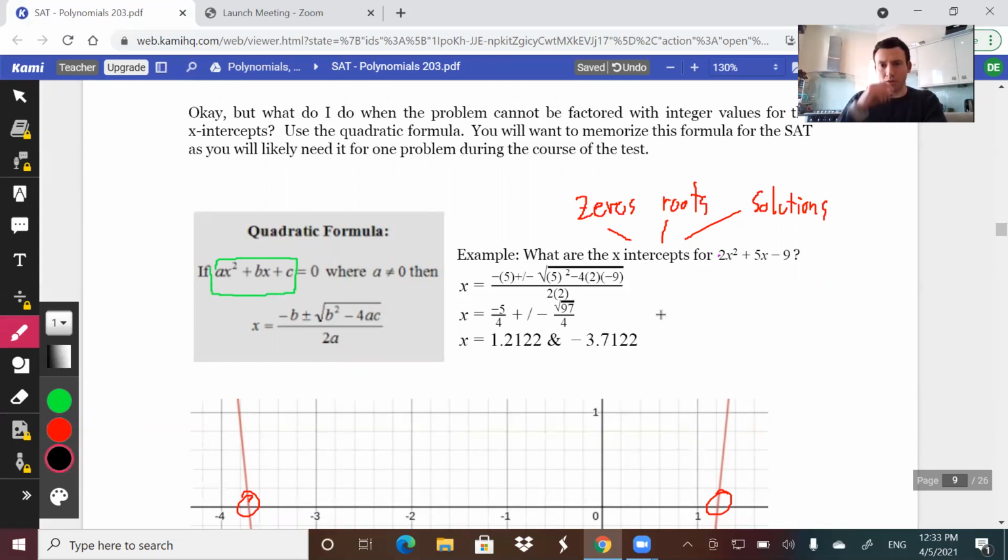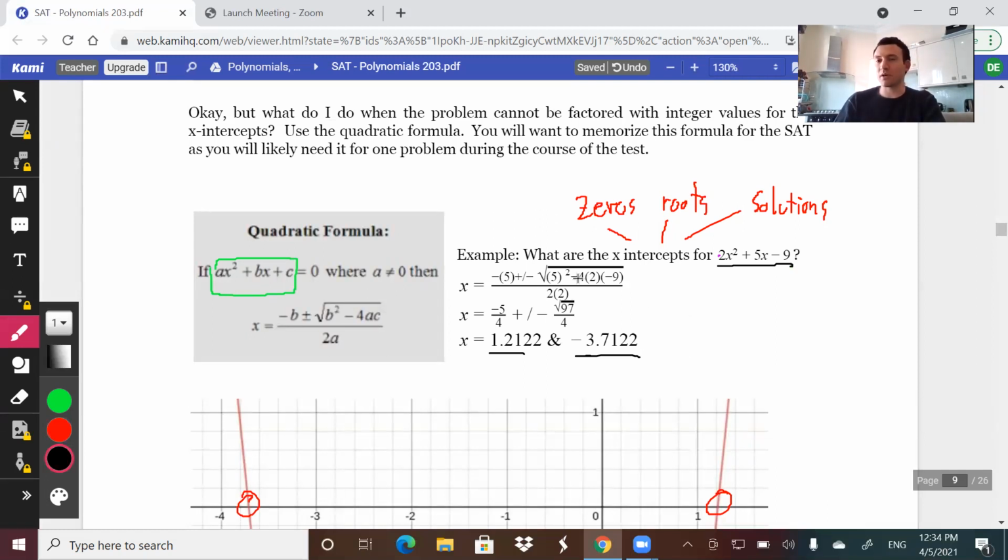But when would you use it? You would use quadratic formula maybe on a problem like this one. So this problem, these are your x-intercepts. There's no way we could factor this to get those. It's just not really feasible. So what do we do instead?